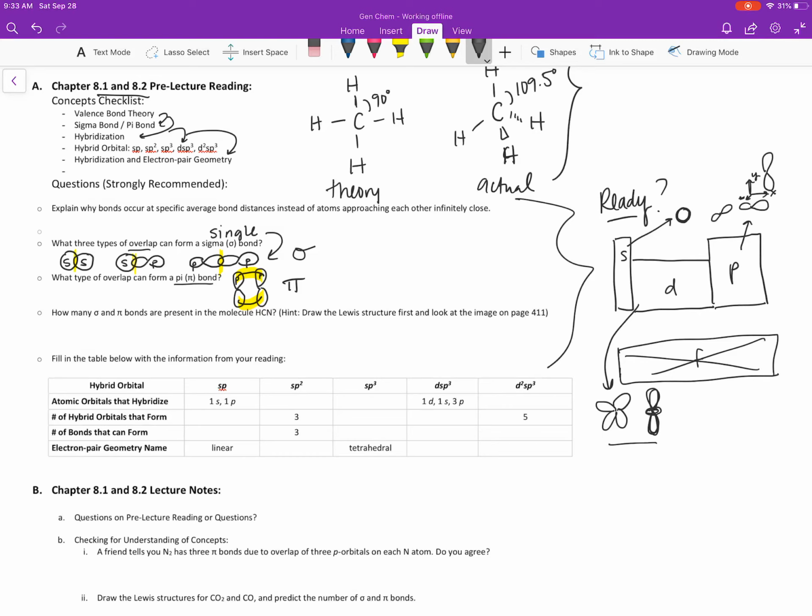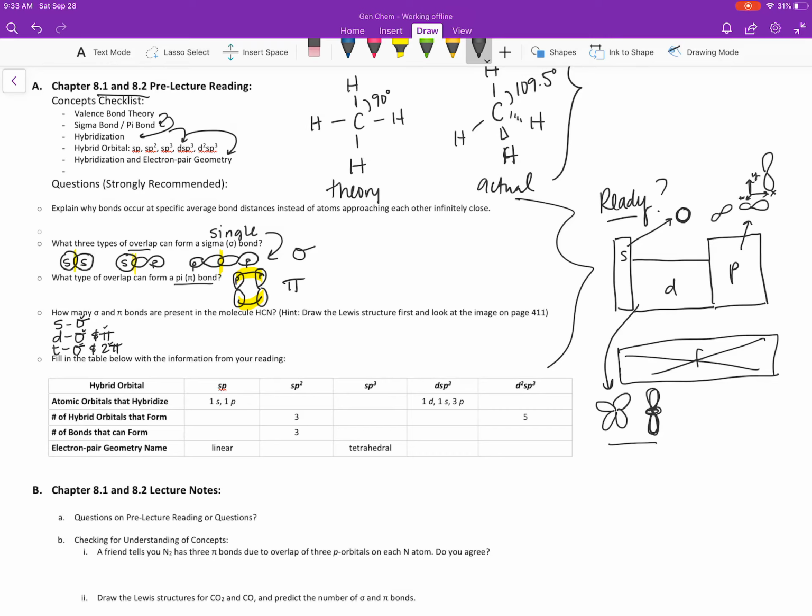So we have a rule about how this relates to single, double, and triple bonds. All single bonds are made up of a sigma bond. All double bonds are made up of one sigma and one pi. And then every triple bond is made up of one sigma and two pi bonds. So you can see that a single bond is 1, double bond is 2, triple bond is 3.